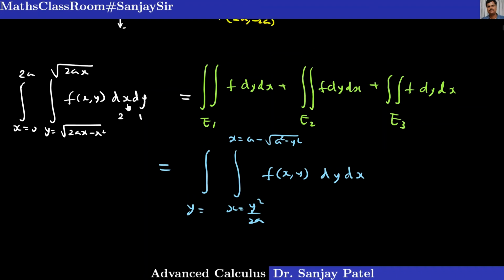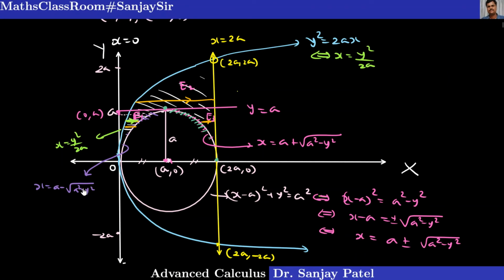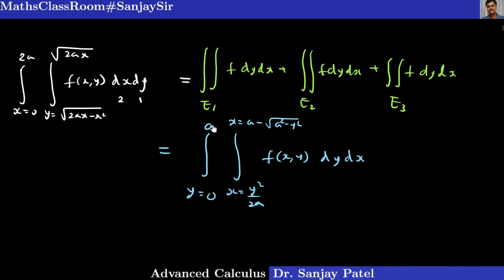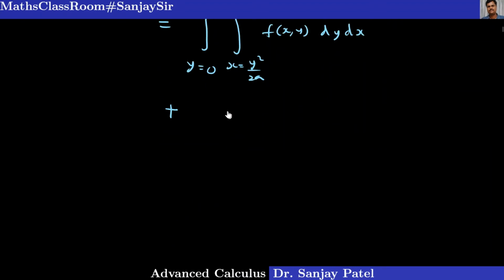And for the limits of y, which are constants, we have to find the minimum and maximum value of y in that region E1. This is our region E1, which is between this circle and this parabola. When you enter the region, the minimum value is at the origin, that is y equal to 0, and the maximum value is obtained when you exit the region through this line, that is y equal to a. So the limits of y are 0 to a. Plus, for the second region E2, again we have to write limits of x and y for f of x comma y dy dx.